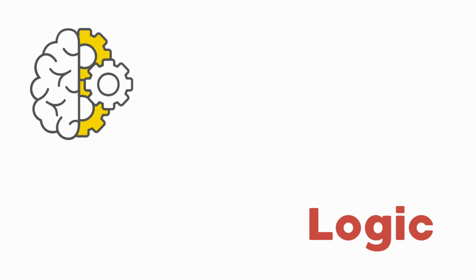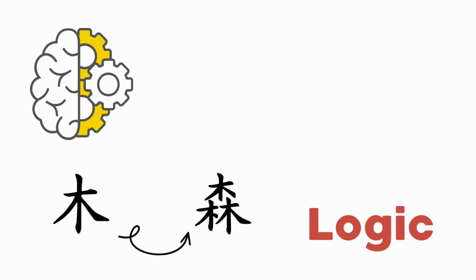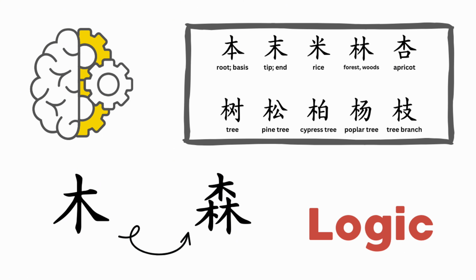Next one is logic. Knowing characters helps you guess the meanings of new words. Some characters are complex, made of multiple radicals and strokes, but as you accumulate knowledge of commonly used characters, learning new ones becomes much easier.